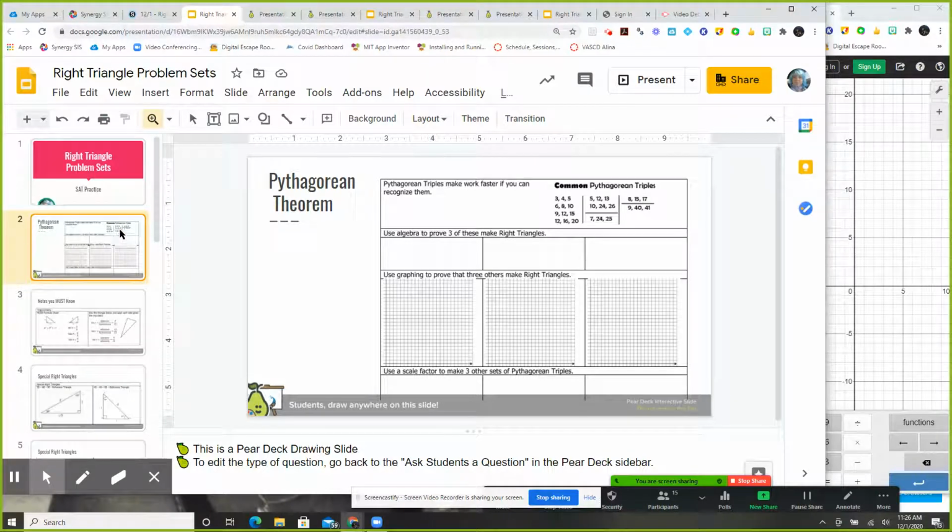So everybody on slide 2? We'll meet on slide 2. I'm going to zoom in a little bit. All we're talking about here is Pythagorean theorem. What is Pythagorean theorem?